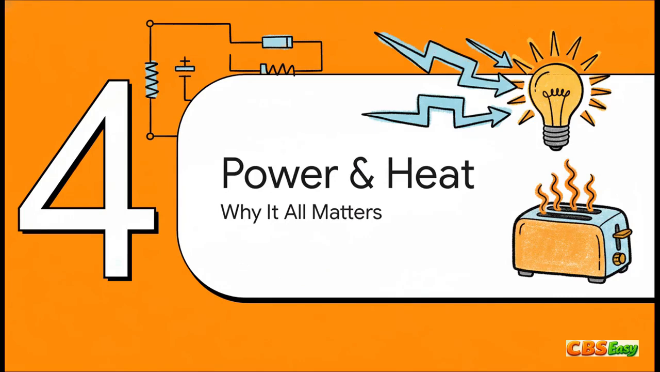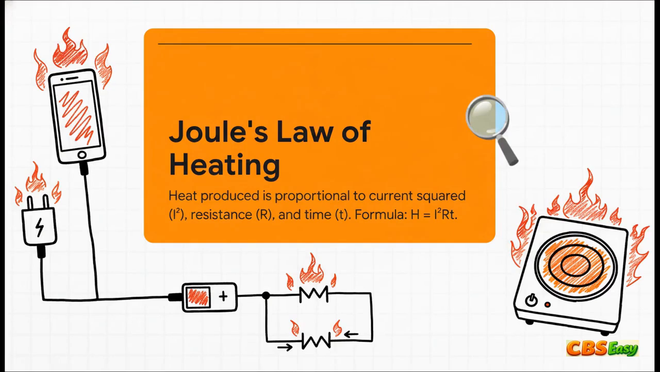Okay, so let's move to our final section. We've totally mastered the math, but so what? Why does this stuff actually matter? Let's look at the real-world consequences of all this electricity flowing around, specifically how it generates power and, of course, heat. This is the reason why your phone charger gets warm when you use it, or why an electric stove gets red hot. That resistance we've been talking about actually causes some of the electrical energy to turn directly into heat. And Joule's law here tells us exactly how to calculate how much heat we're going to get.